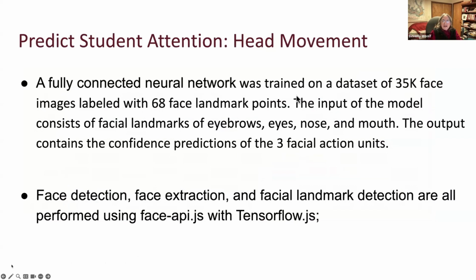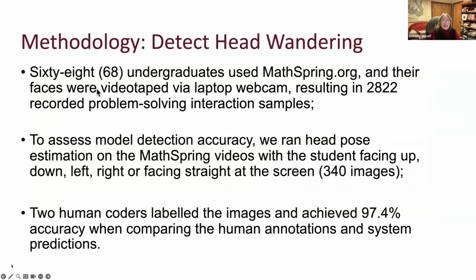So the fully connected neural network was trained on a data set of 35K face images labeled with 68 face landmarks. And again, it's just what I showed you: eyebrows, nose, mouth. Output contains confidence prediction, etc. And this again was 68 undergraduates using MathSpring, and faces were videotaped, resulting in 2,000 recorded problem-solving interactions.